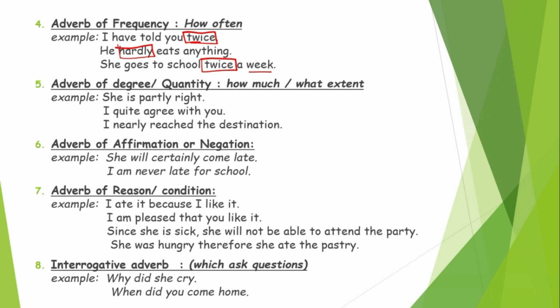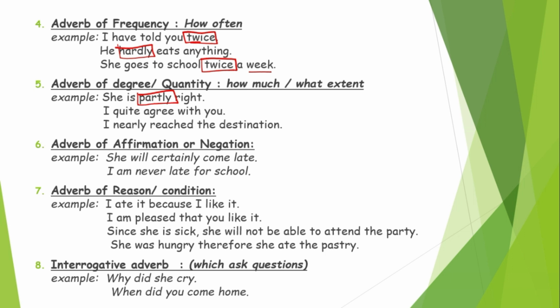Next is the adverb of degree or quantity. So this tells us how much or to what extent the action is done. So she is partly right. So she is right, but to what extent? She is only partly right. Yes. Now for the next one, you have to think of the answer.